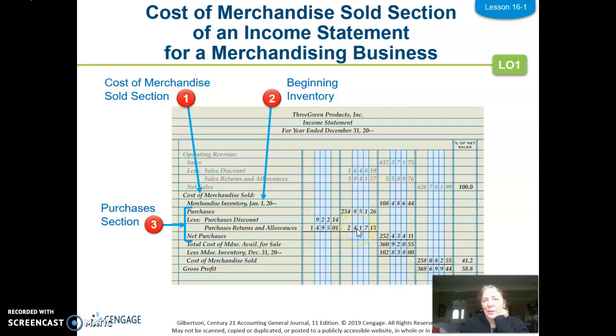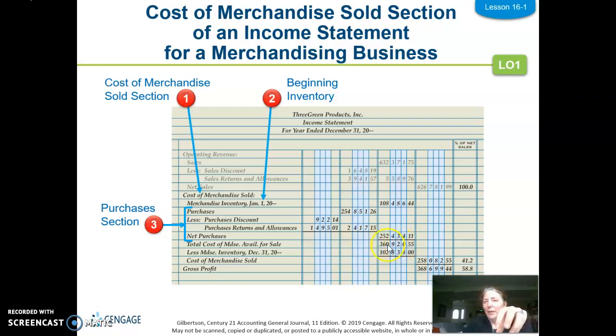I add them together to get 2417, and I take purchases minus that total to get to net purchases, similar to net sales, right? Sales less the contra is net sales, purchases less the contra, net purchases. So I then take beginning inventory plus net purchases to get to my total cost of merchandise available for sale. That should make sense. I started with something, I purchased a lot, now I got a ton that was available to be sold. Then I'm going to subtract the merchandise inventory at the end of the year.